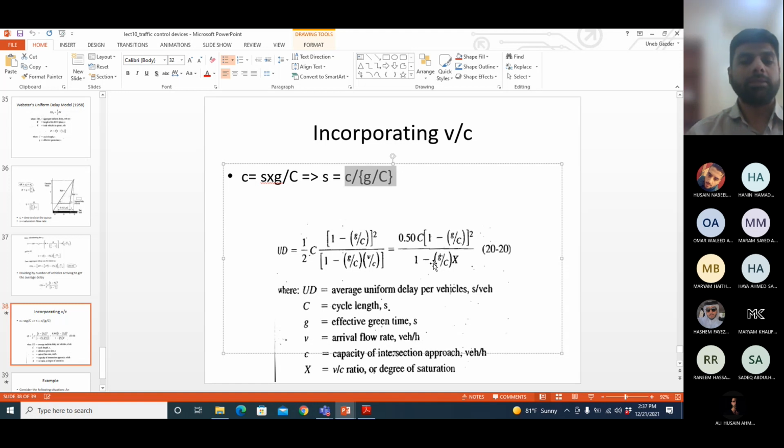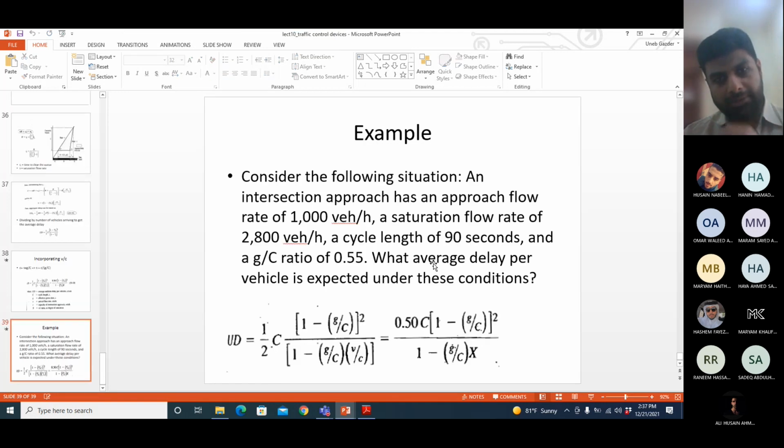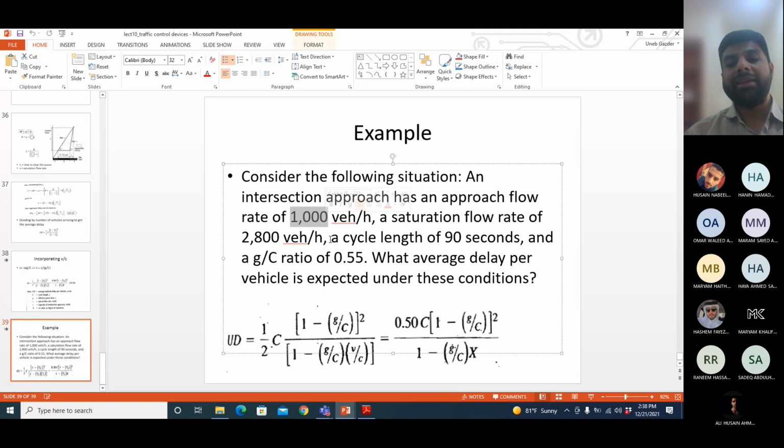This is the final equation with the V by C ratio for average uniform delay, seconds per vehicle. Now let us look at a small example. We have an approach with a flow rate of 1000 vehicles per hour, a saturation flow rate of 2800 vehicles per hour, and the cycle length and G by C ratio are given. We need the delay per vehicle. The equation of delay per vehicle is this one. I have the cycle length and the G by C ratio, and I need the value of X. X is volume upon capacity, or flow rate upon capacity. The arrival flow rate is given as 1000. I need the value of capacity.